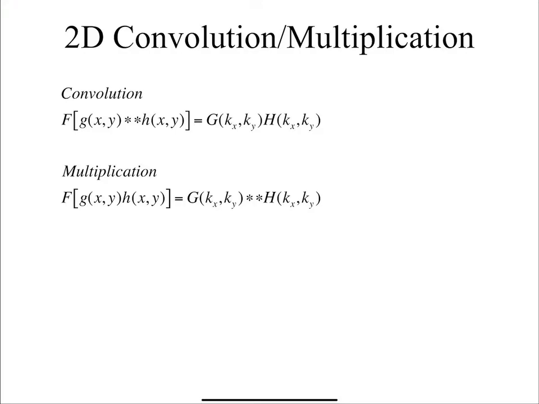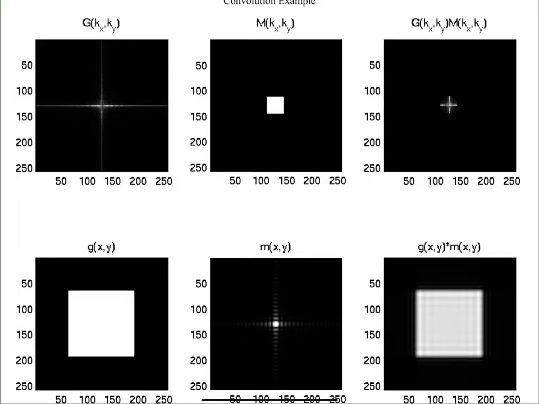So once again, you can do this in 2D as well. So convolution in 2D just leads to multiplication, and multiplication leads to convolution. All right. So here's an example of this convolution example. So here I have my object, and I'm convolving it with this impulse response. Okay, and so you can see here that this object looks blurry, right?